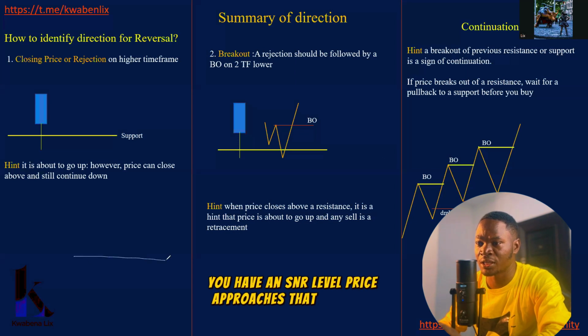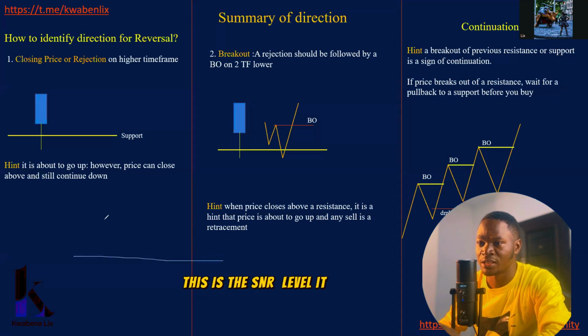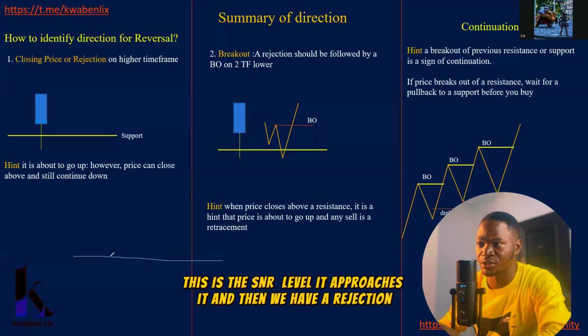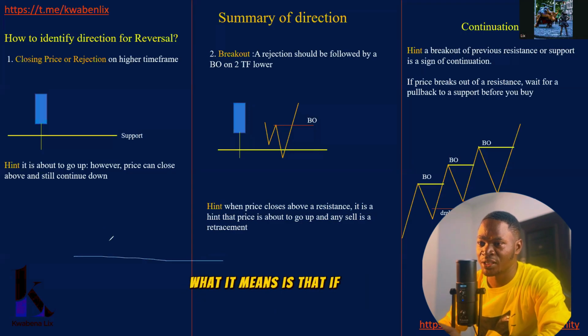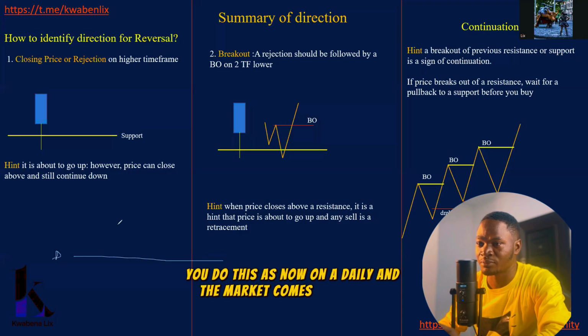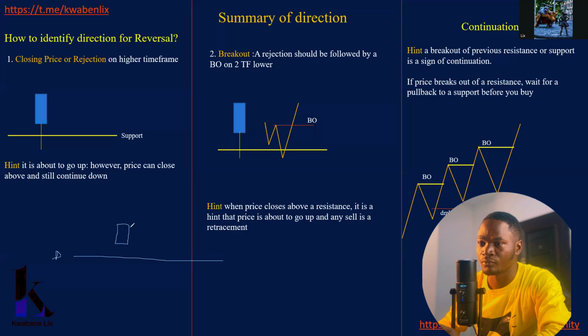Price approaches that SNR level. This is the SNR level. It approaches it, and then we have a rejection. What it means is that if this is a daily SNR, you drew this SNR on the daily, and the market comes and a daily candle touches the level and closes above it, we have rejection.